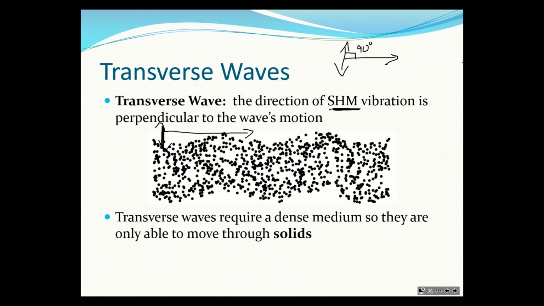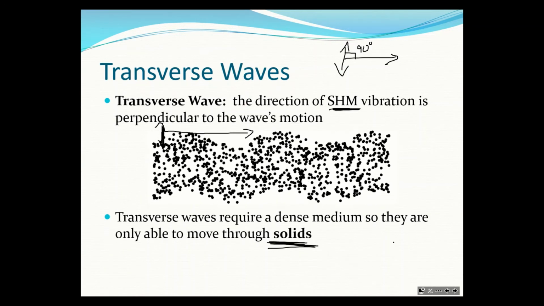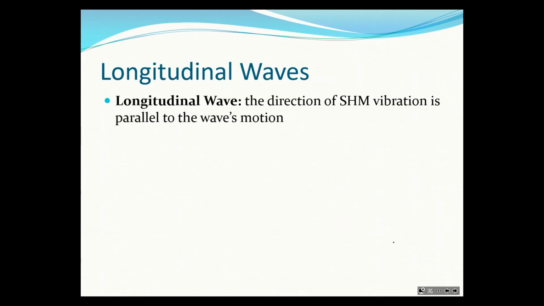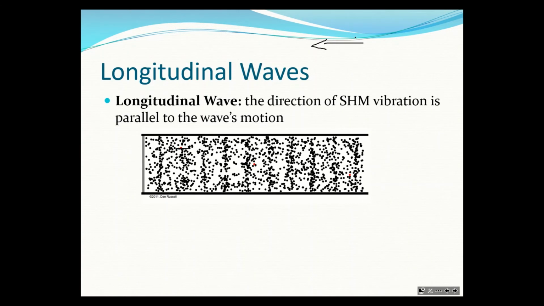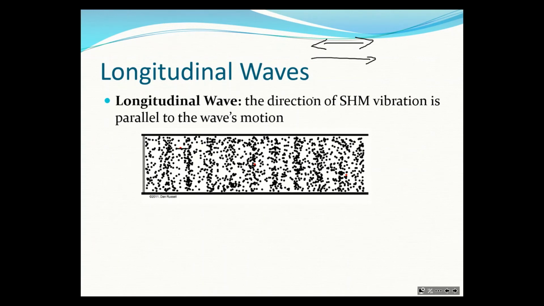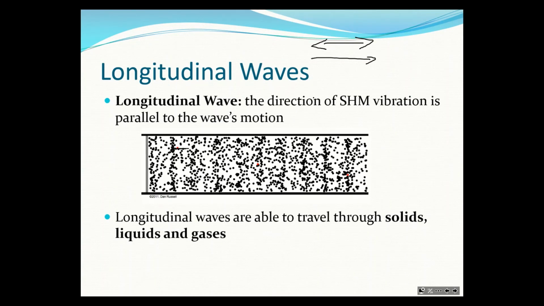Transverse waves require a dense medium, so they're only able to move through solids. Okay, so they can only move through solids. The other type of wave is a longitudinal wave, and this is where the direction of the simple harmonic motion vibration is parallel to the wave's motion. So if you look at the individual particles, right, the particles are just bobbing back and forth. So this is particle motion, back and forth, and then the wave is moving this way. And you can see these two lines are parallel to each other, so it's a longitudinal wave. So longitudinal waves are able to travel through solids, liquids, and gases.